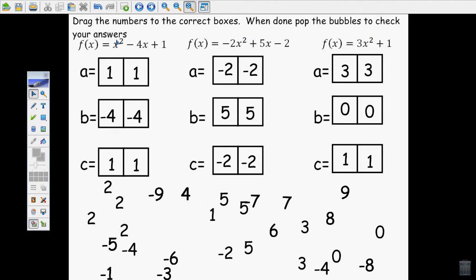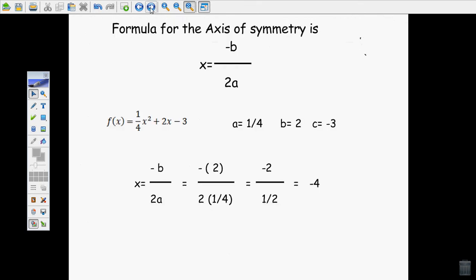So hopefully after you've watched this slide, you understand how to find a, b, and c. The biggest thing is make sure that everything is ordered from the highest exponent of x to the second power, then the x, then the constant, so that you have your terms in the right order to find a, b, and c. That is important. Order is important. All right, the next thing you're going to do is find the axis of symmetry.